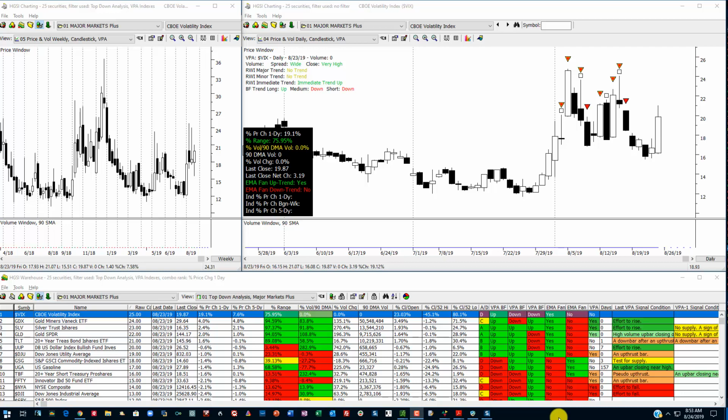Anyway, I want to talk a little bit about the market today. This is an impossible market to trade. It's just absolutely crazy. You can see that I have my screen set up here. This is the layout I use pretty much every day for HGSI. I am in my Major Markets Plus folder and using the number one view, the top-down analysis, Major Markets Plus. This is a daily chart. This is a weekly chart.